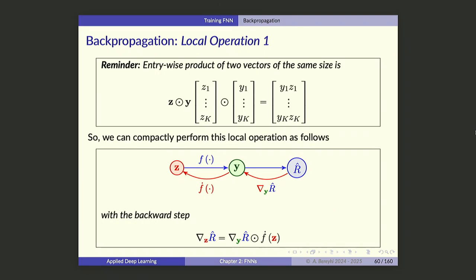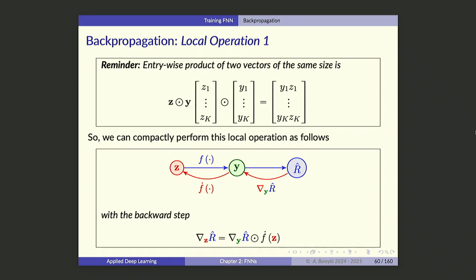So z entry-wise product y simply means, okay, an equality sign is missed here, it equals z1 till zk times y1 till yk. So it's going to be y1 z1, y2 z2, and so on till the last one, right? So k dimension times k dimension is going to give you k dimension. Right? Everybody's clear?